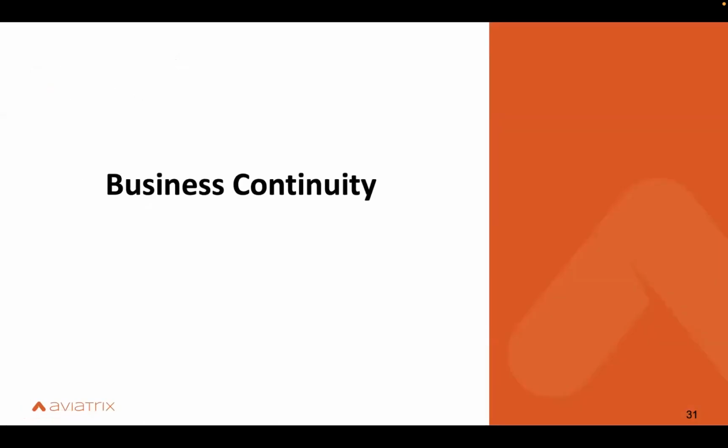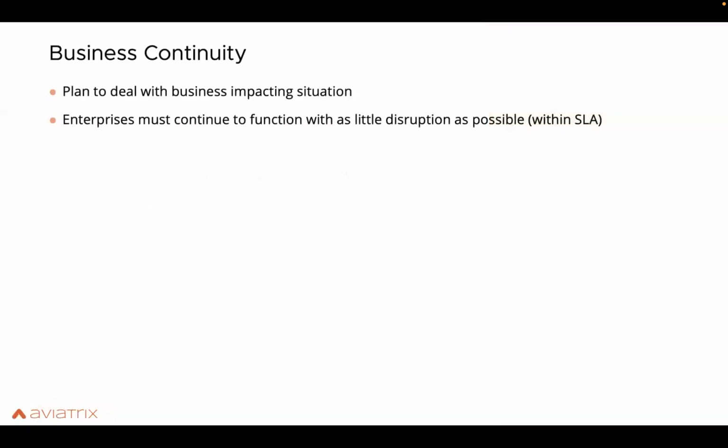All right, so moving forward with the last but not least, business continuity. We have heard a lot about, okay, I have created my architecture, and then I want to make sure that if something happens in any region, any availability zone, I always have a plan to deal with those kinds of business-impacting situations, right? My enterprise, my business must continue to work with as little disruption as possible. As long as this is under my SLA, I'm good.